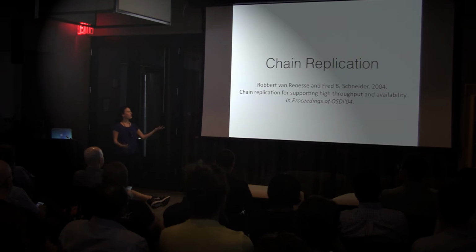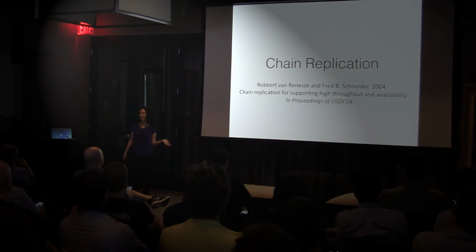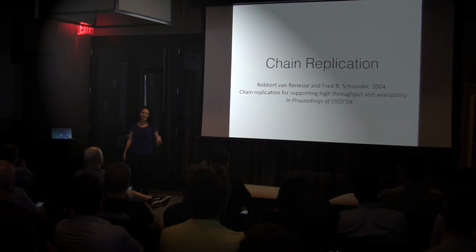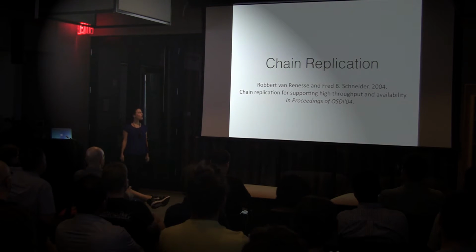The chain replication original protocol was invented by Robert Van Renesse and Fred Schneider, and I was lucky enough to work with them to evolve it and change it. I worked with them on the new version I built, and this was published in 2004.